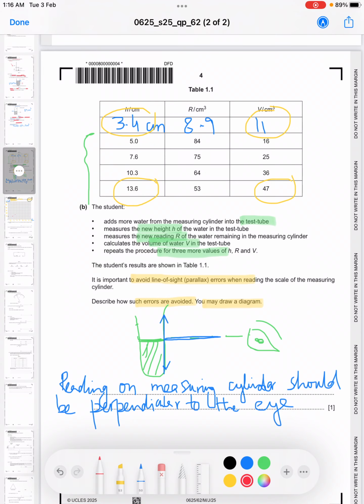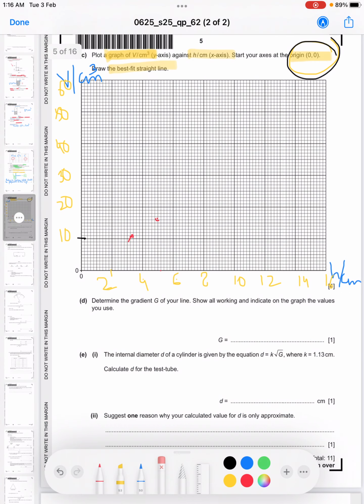7.6 and 25. How am I finding it? One H value and one V value. I think I should make space so these things will be clear. Okay, let's start. 7.6 and 25. This is 7.6 and 25.